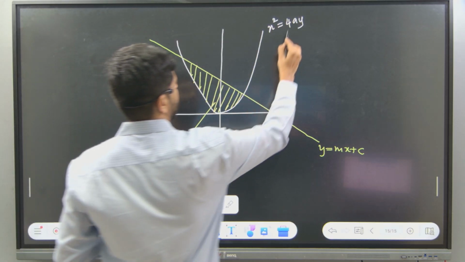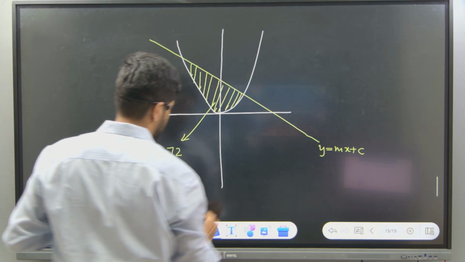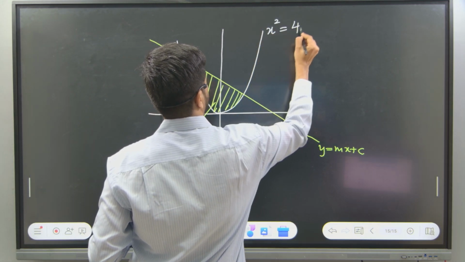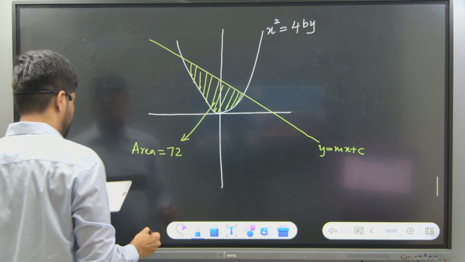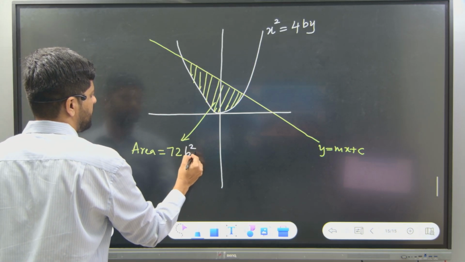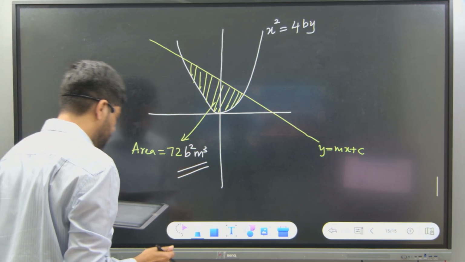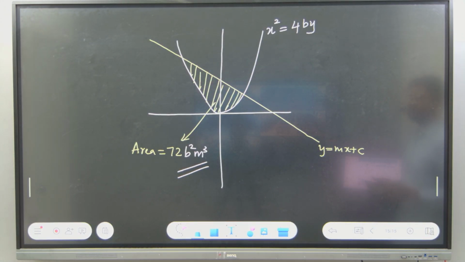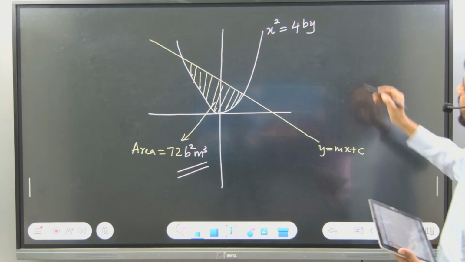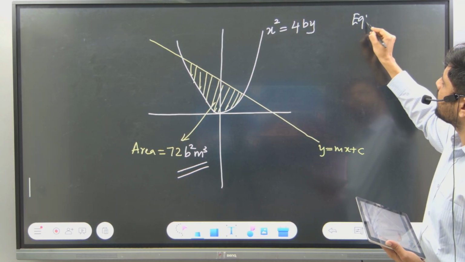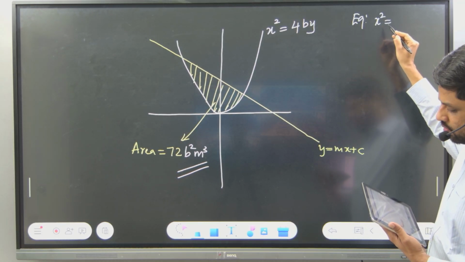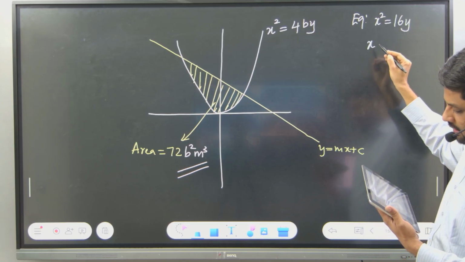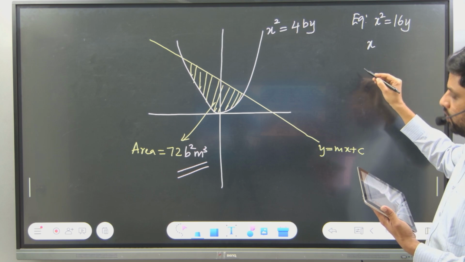I will write it as 4by. Okay, I'll just change this. X square is equal to 4by because we are using 4a for the other type of parabola. 72 into b square into m cube will be the direct formula. I'll take an example. Say the parabola is x square is equal to 16y. Line is going to be equal to, okay.